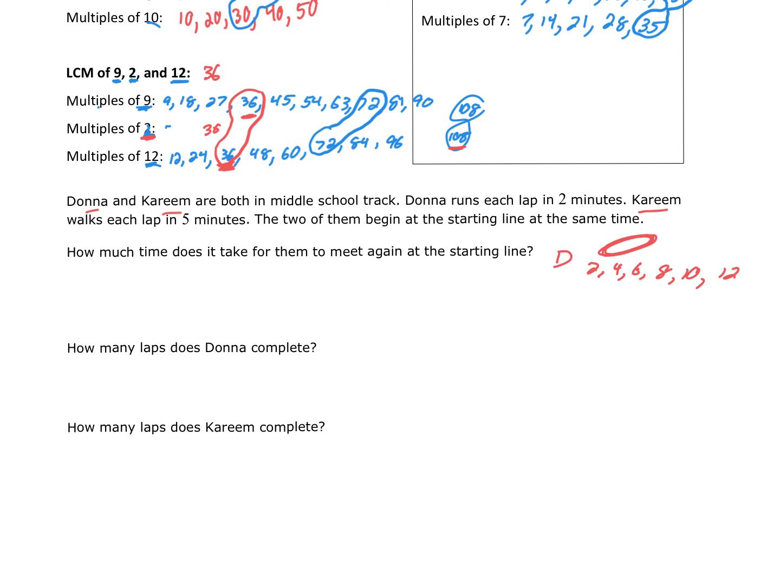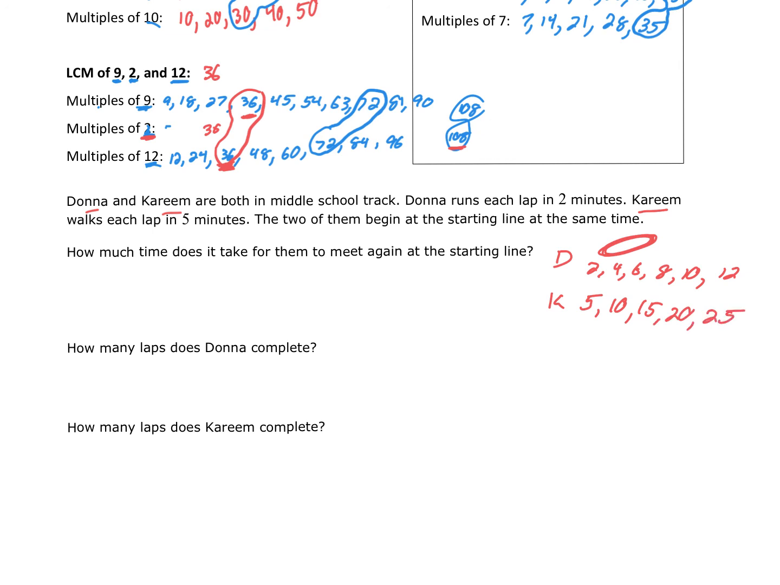Kareem walks. He's a walker. Each lap in 5 minutes. Come on, Kareem, you're on track. So 1 lap, 5 minutes, 2 laps, 10 minutes, 3 laps, 15 minutes. And we could keep going on this for a while.